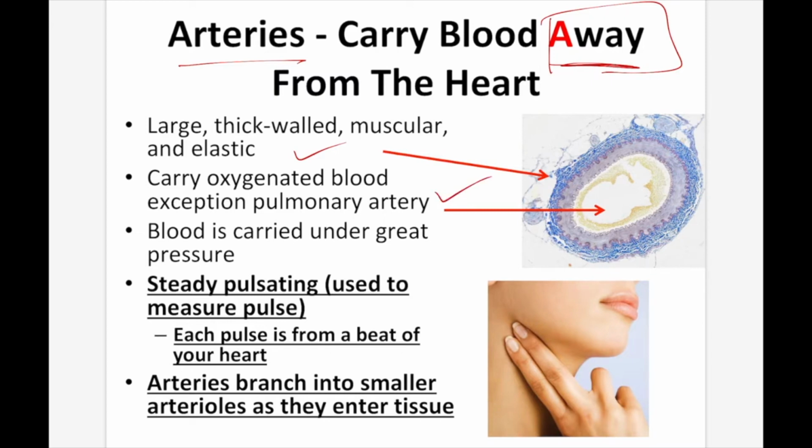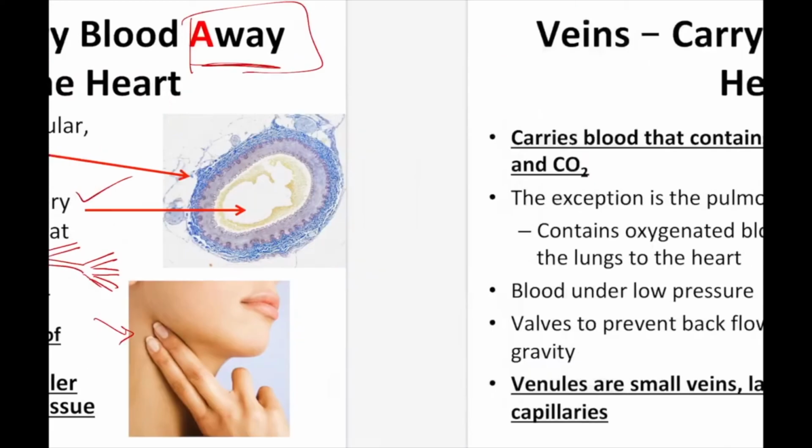Now, blood is carried under a great pressure, and we can notice this from our steady pulsating. So you can measure your pulse by putting your fingers on your wrist or your neck, like we're shown in this picture here, and you can feel the blood passing through the arteries. Every time it pulses, is your heart beating one time. Now, arteries branch into smaller arterioles as they enter the tissue. So if you think of an artery coming in like this, pretty thick, when it gets to the tissues, it's going to branch off, kind of like how a tree branches off, and then it'll branch even further, and so on, until it gets down to the tissue level.